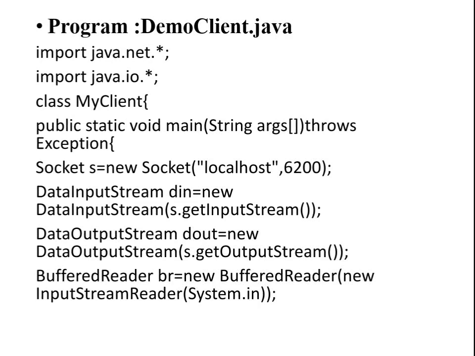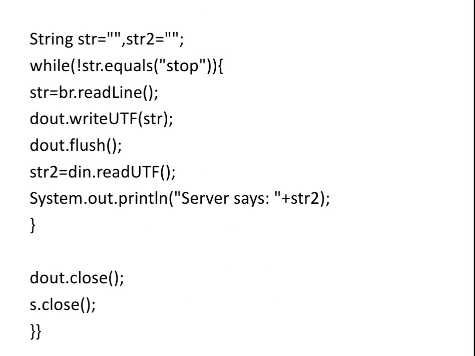Then the program for DemoClient.java. Import java.net, import java.io, class DemoClient, public static void main(String[] args) throws Exception, Socket s = new Socket("localhost", 6200); DataInputStream ds = new DataInputStream(s.getInputStream()); DataOutputStream dt = new DataOutputStream(s.getOutputStream()); BufferedReader br = new BufferedReader(new InputStreamReader(System.in)); String str1 = "", str2; while (!str1.equals("stop")), str1 = br.readLine(); dt.writeUTF(str1); dt.flush(); str2 = ds.readUTF(); System.out.println("from the server side: " + str2); dt.close(); s.close(); closing curly bracket.